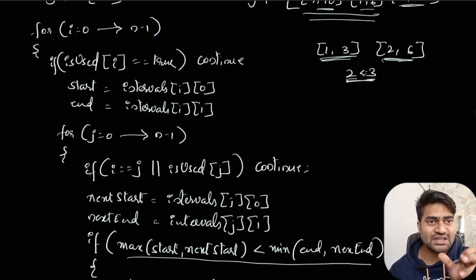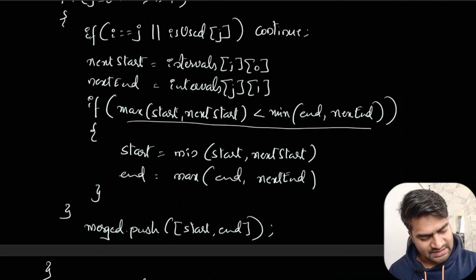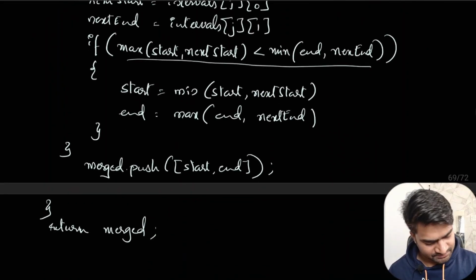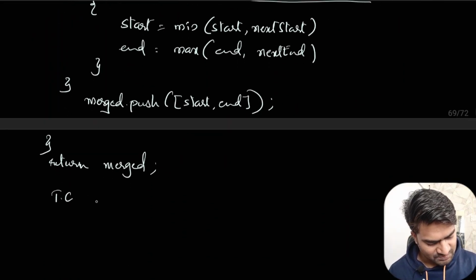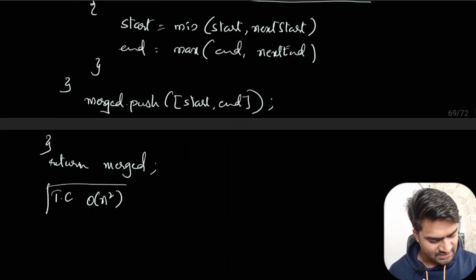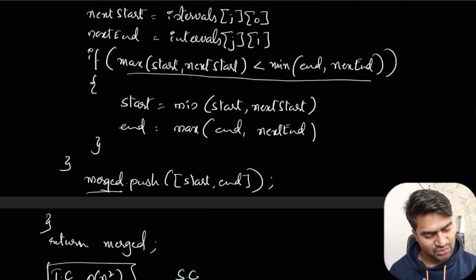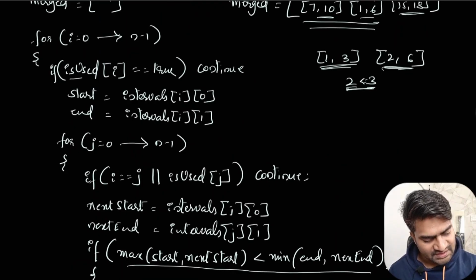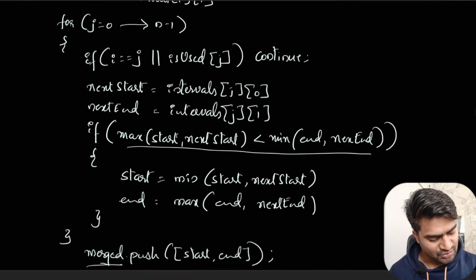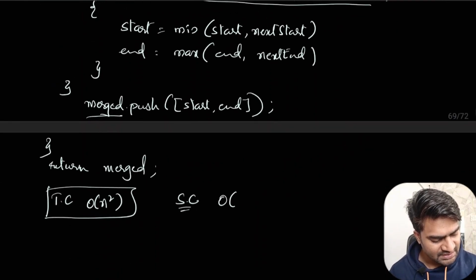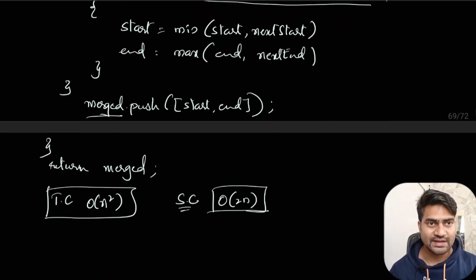Okay, so if you see, we are using basically two for loops, this one and this one. It means for each interval we scan the remaining intervals. So there are n intervals, we will iterate for each interval n times. So our time complexity is of order n square. Okay, what is the space complexity? We use this merged array. Also, we use this used array, correct, right? So that's why our space complexity is of order n.